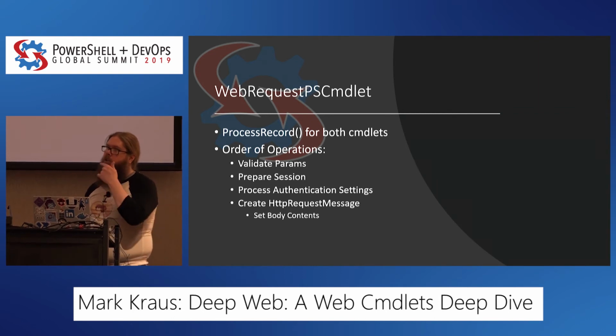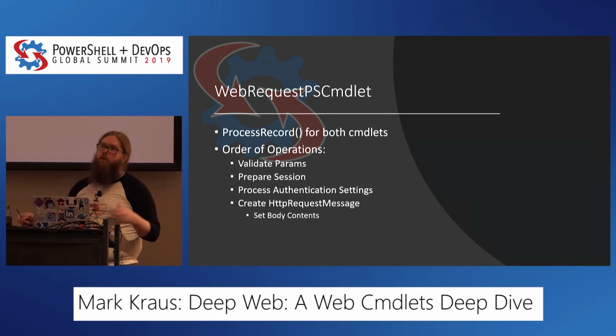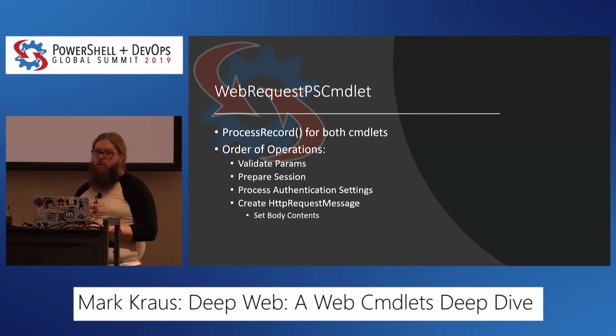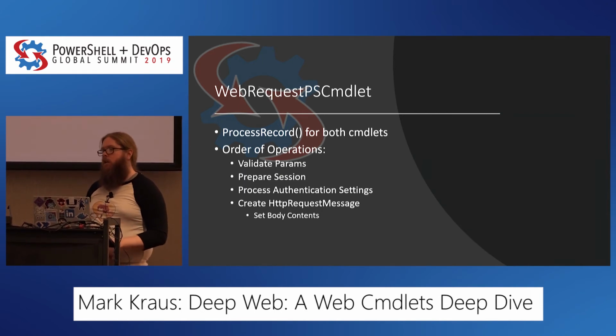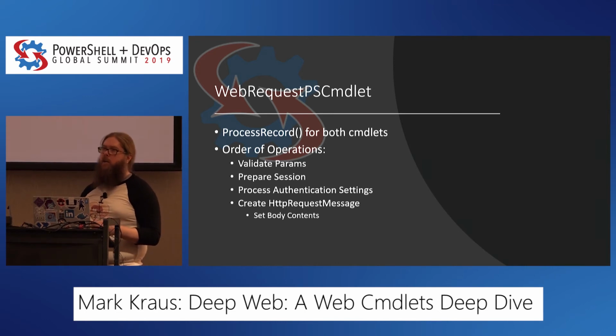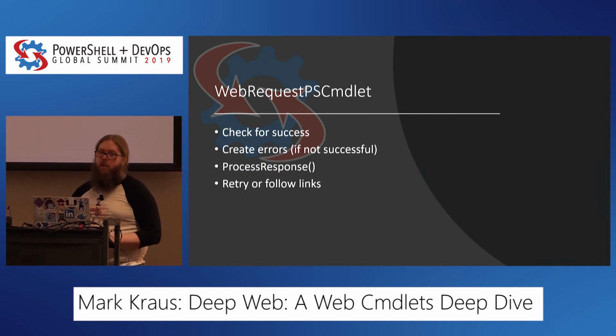We process the authentication settings. So if you've got token in there, we create the authentication headers for that. If you've got basic in there, we create the basic authorization header. Then we create the HTTP request message. So this is the class that HttpClient uses to actually send to the remote endpoint and get data back. So you create a request message that has your body in it, your headers, and that kind of stuff. We set the body contents on that.